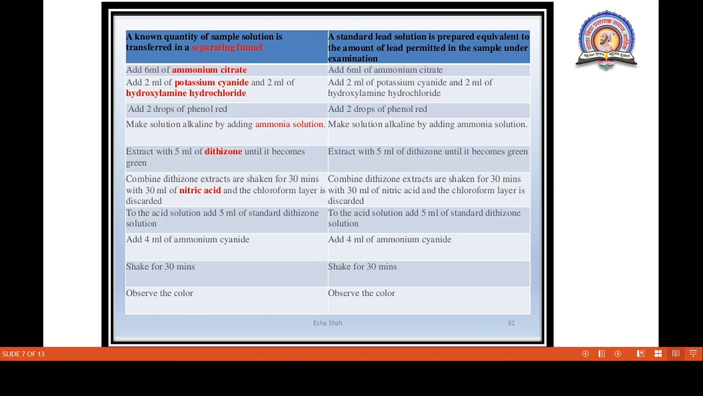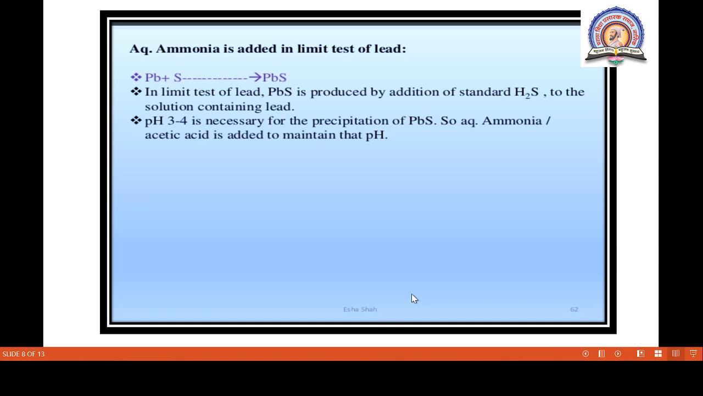If it is more intense than the standard solution, the limit test fails, and if it is less intense than the standard solution, then the limit test passes. Okay, why is ammonia or aqueous ammonia added in the limit test of lead?